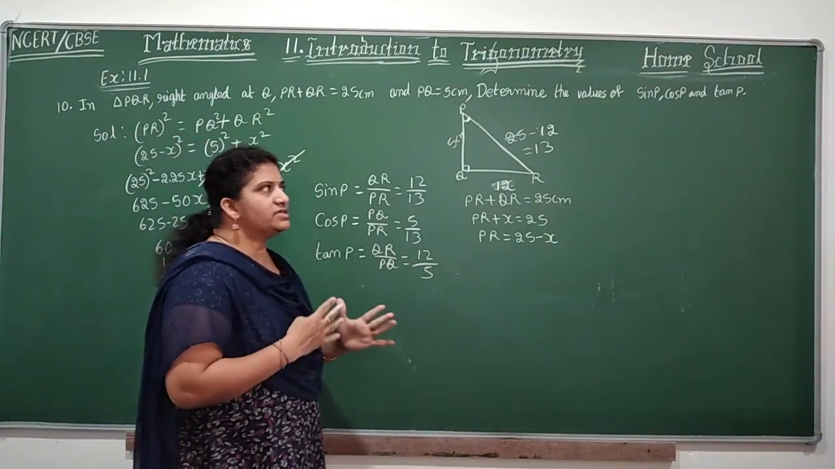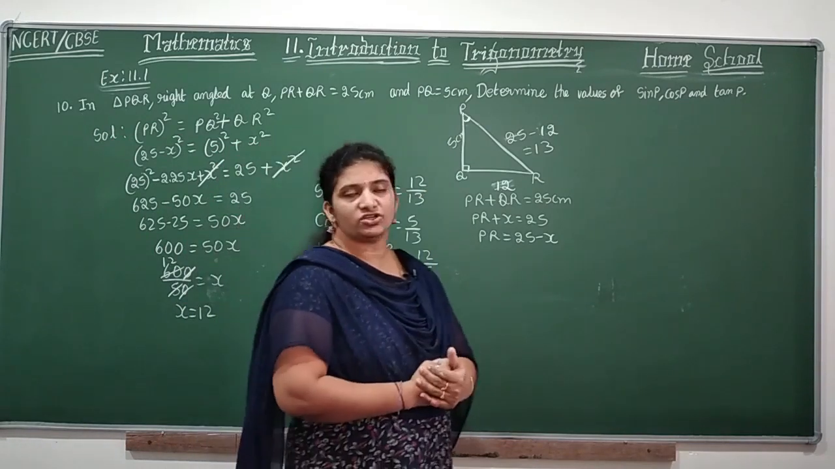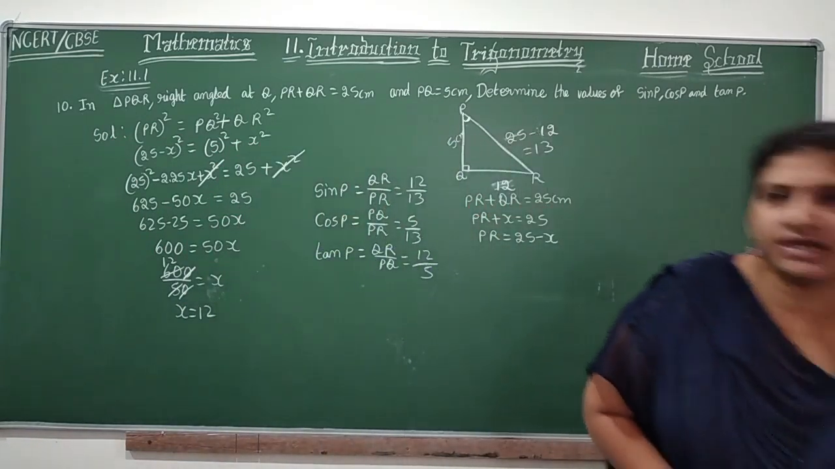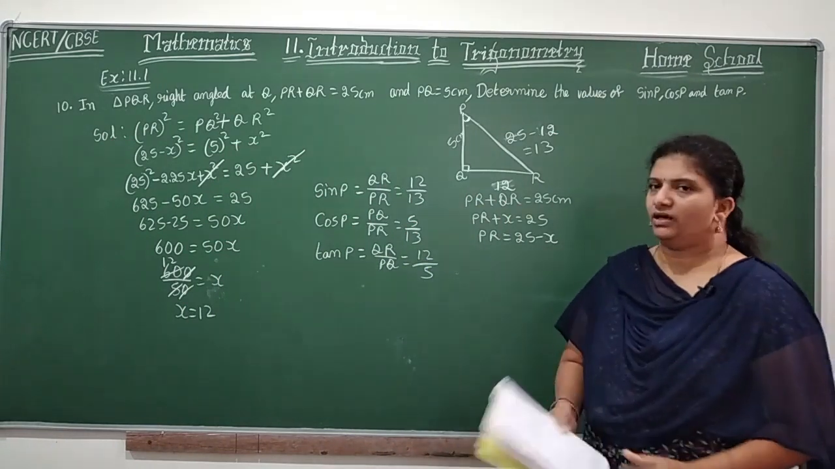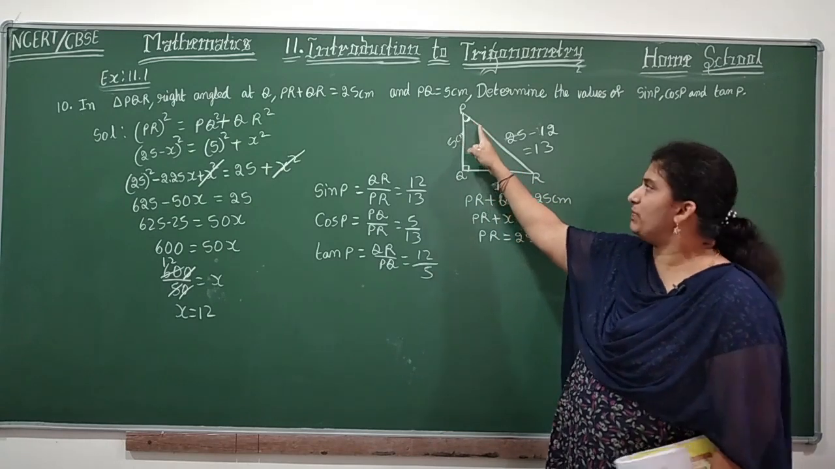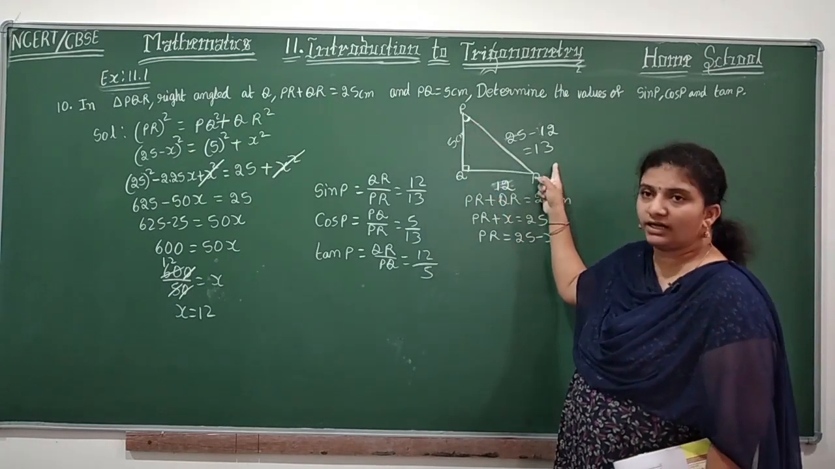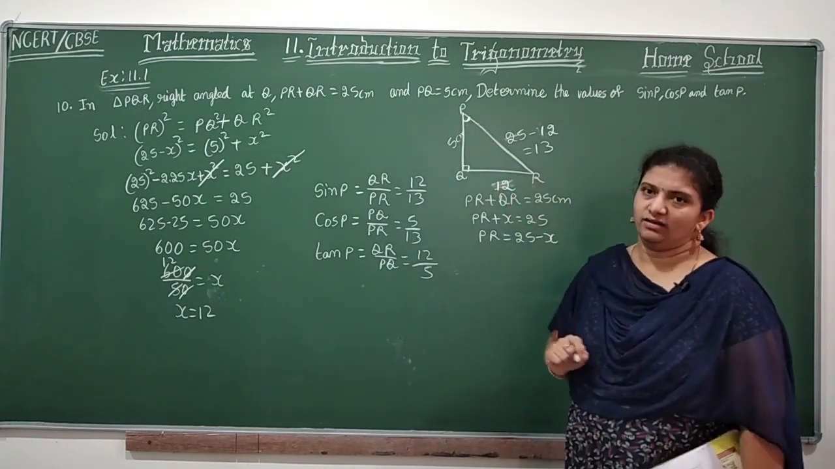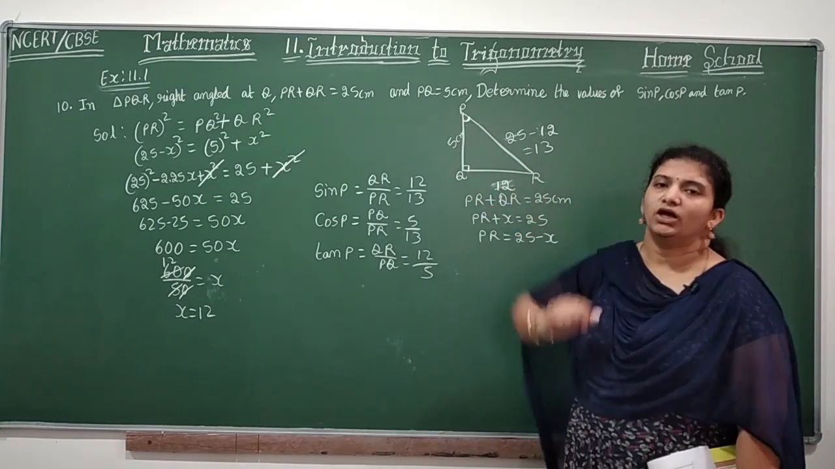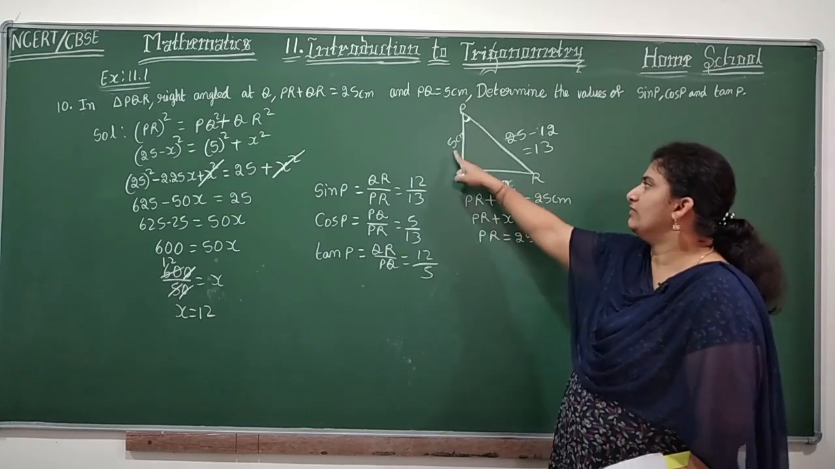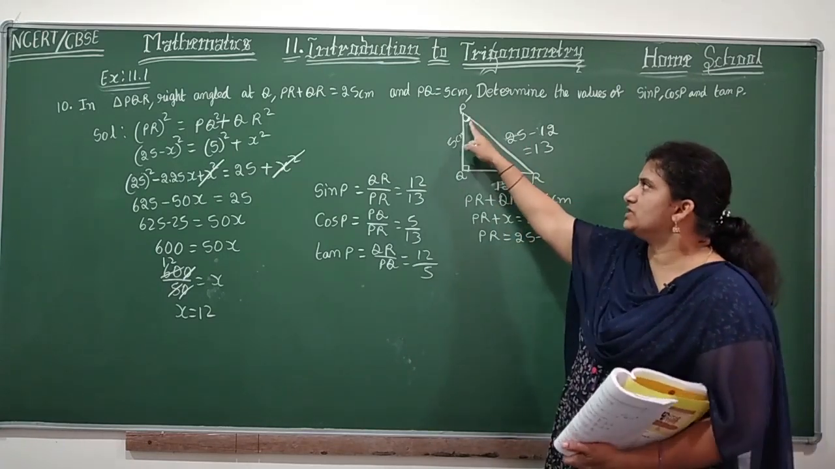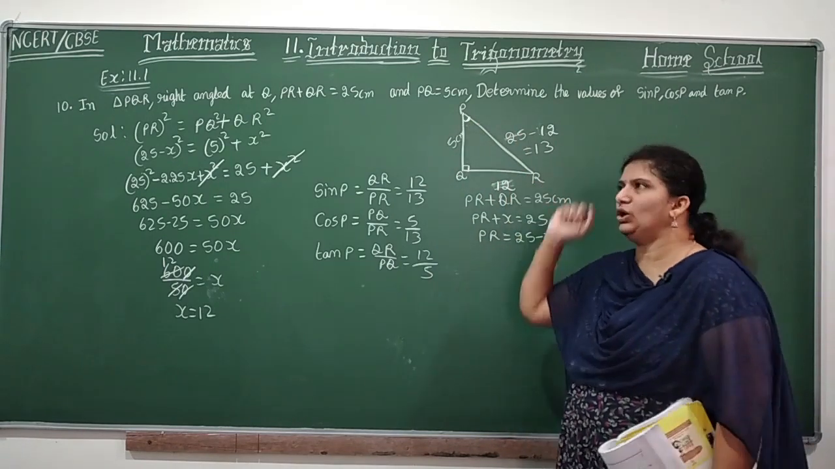So like this, you try to say the remaining ratios children. What is cosecant P? And what is secant P? What is cot P? Okay, ready? Cosecant P means what? 13 by 12. Secant P, 13 by 5. Cot P, 5 by 12.